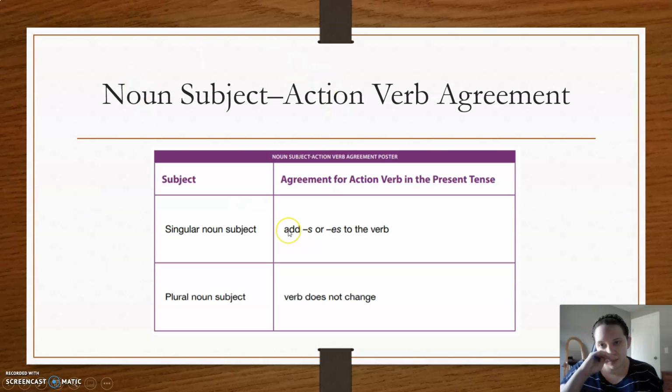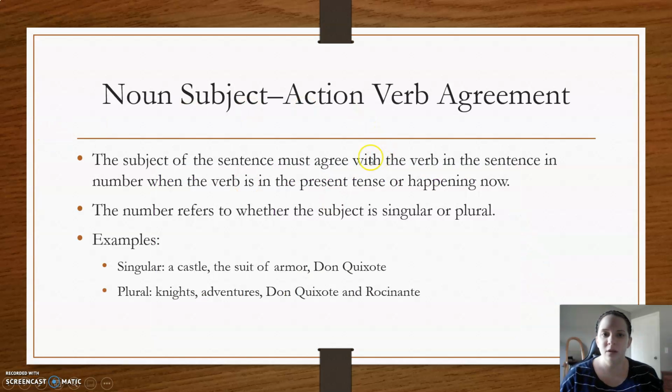So when we're talking about noun, subject, and action verb agreement, what we're talking about is if you have one subject, so one person or one thing is your noun for the subject, you're going to add the S or ES to make it agree for your verb. But if you have more than one person for a noun, the verb's not going to change, and I'm going to show you what that means. So they have to agree when we're talking about something in the present tense. The number refers to whether the subject is singular or plural.